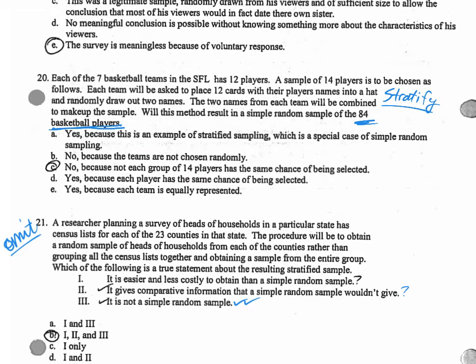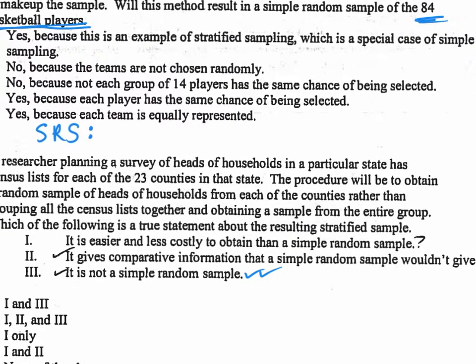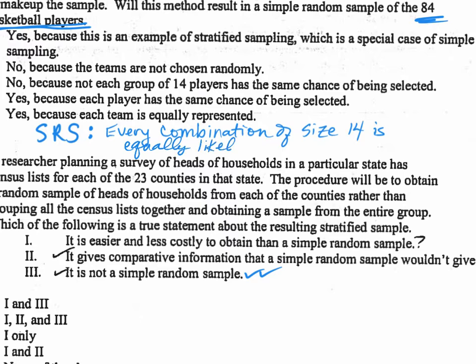Okay. And then we got some of you and some of you and some of all of you. Well, here is the definition of a simple random sample. Okay, so look here. One of the qualities of a simple random sample, let me go ahead and define that for you, is that every combination of, and in this case, size 14, because that's the sample size that they are picking, every combination of size 14 is equally likely to happen.